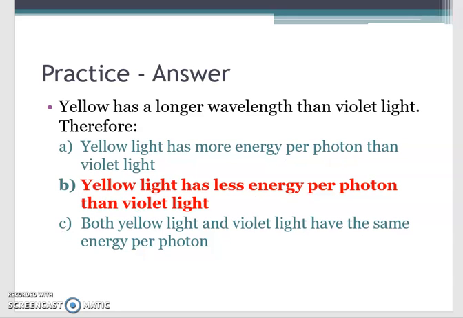So for this one, the answer that we would have is yellow light has less energy per photon than violet light. This is because it has a longer wavelength than violet light.